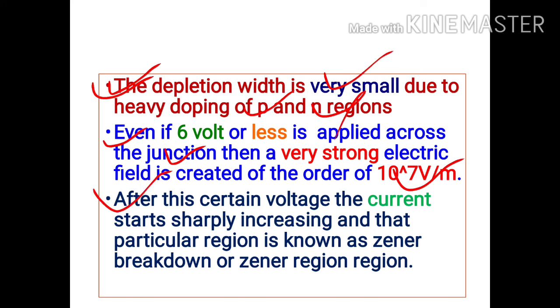After this certain voltage, the current starts sharply increasing, and that particular region is known as Zener breakdown or Zener region. So this is the certain voltage after which the reverse saturation current is going to increase, but the voltage will remain the same. So that region is known as breakdown region, Zener breakdown region or Zener breakdown.